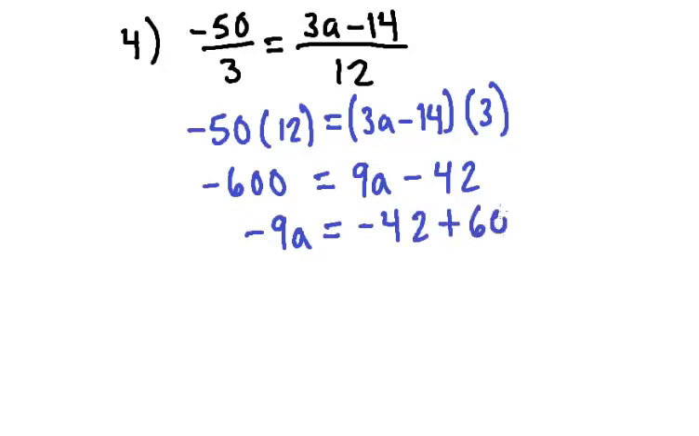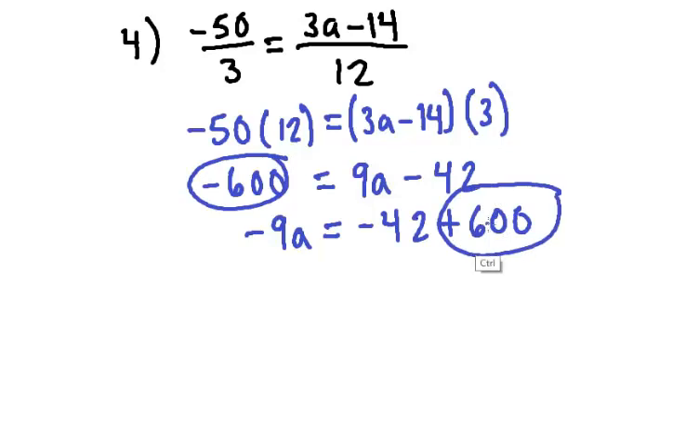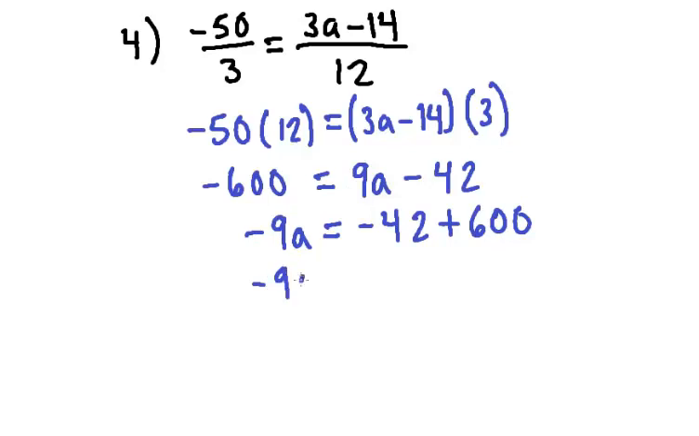Remember, I change the signs of the numbers when I move them. Minus 600 is going to pass to positive 600, and the positive 9a is going to pass to negative 9a. So I get negative 9a equals minus 42 plus 600. I simplify that, and it will give me 558.